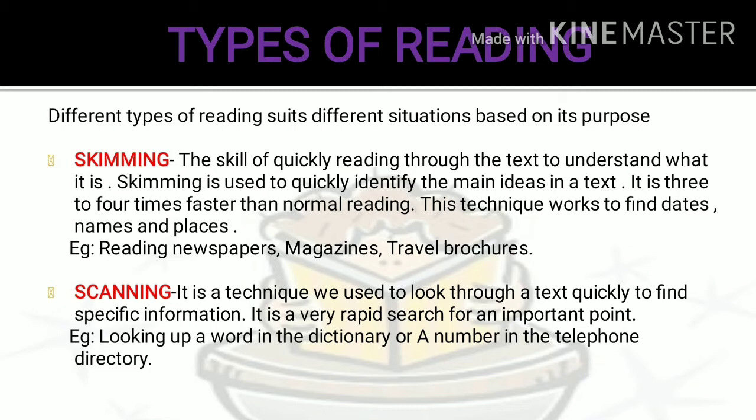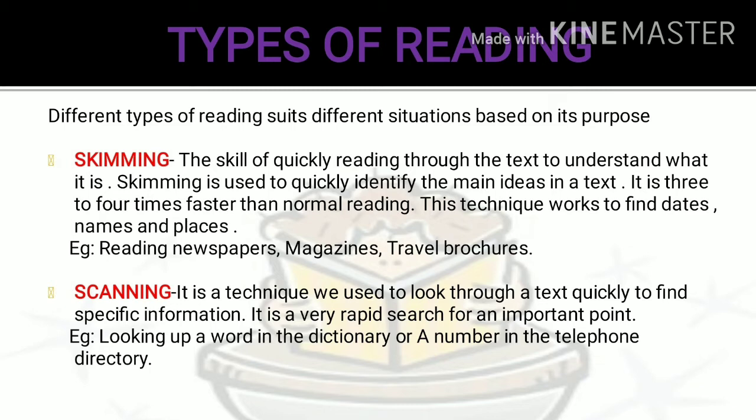The next type of reading is scanning. Scanning is a technique we use to look through a text quickly to find specific information. It is a very rapid search for an important point. For example, we use this technique when we look up a word in the dictionary or a number in the telephone directory. Usually when we are trying to find a page number or a title or a keyword, we use this technique.